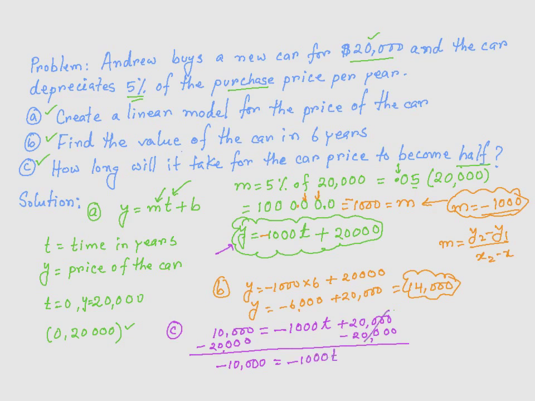These two cancel out. Now if I divide both sides by negative 1000, on the left hand side I get 10, and on the right hand side I get t, which is to say t is equal to 10. After 10 years the price of the car is going to be half, that means $10,000. Half of $20,000 is $10,000. In going from here to here, I have used the logic: if P is equal to Q, I could say Q is equal to P. It's an equivalent statement.